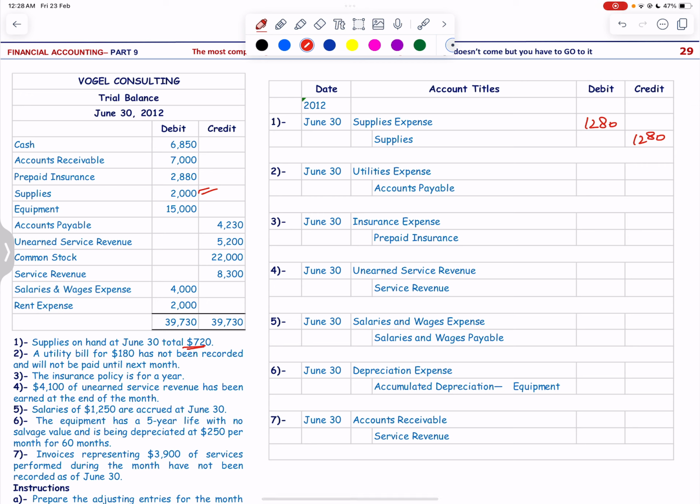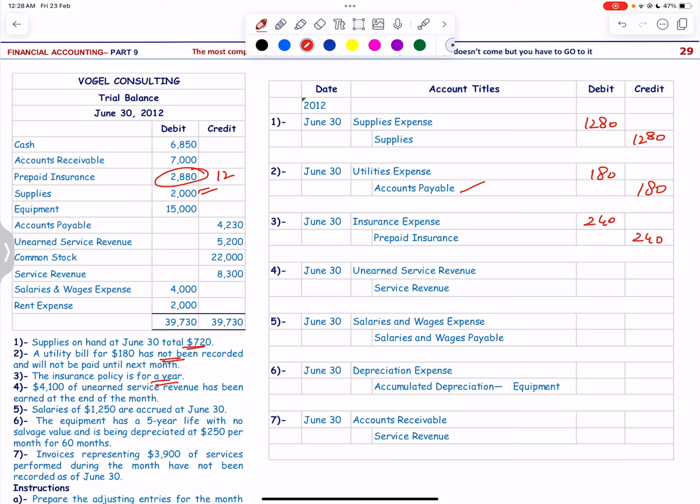Then a utility bill of 180 has not been recorded, and if it is not recorded, this is a utility expense. We have not paid, so that's why accounts payable. Insurance policy is for a year and the insurance is 2,880. We are doing it for 1 month, so we have to divide this by 12, and that will be equal to 240.